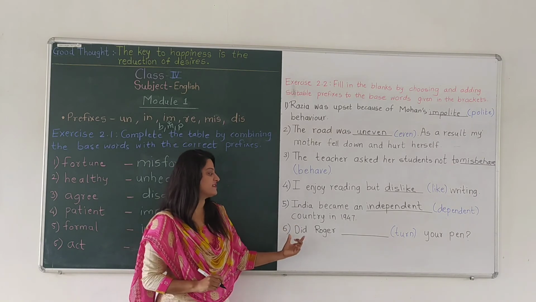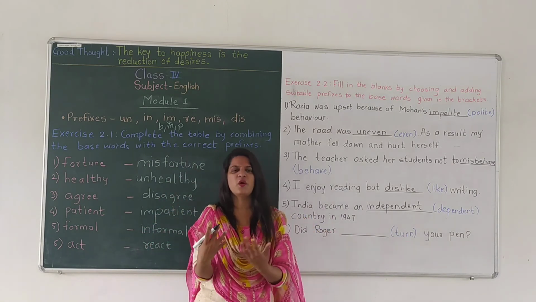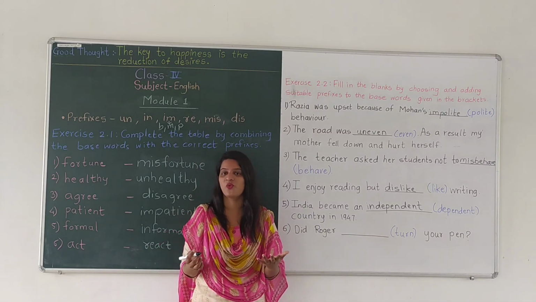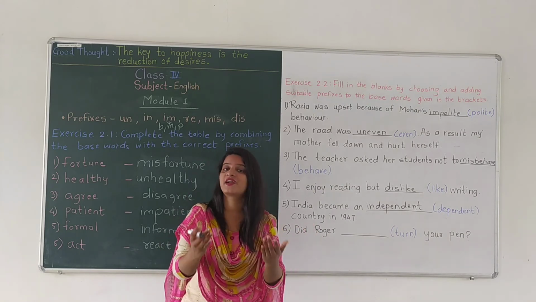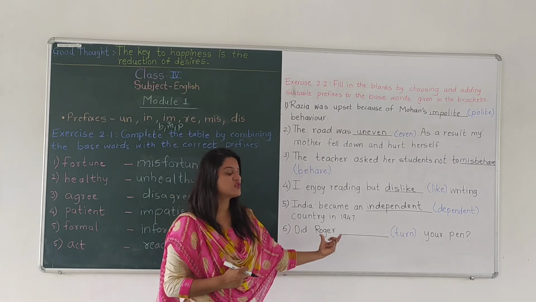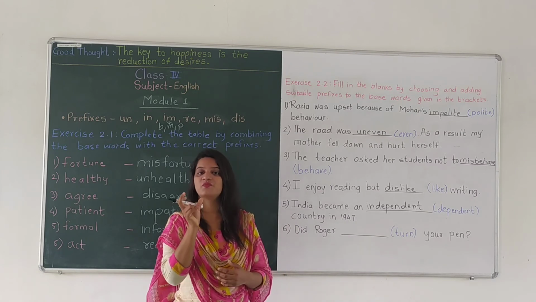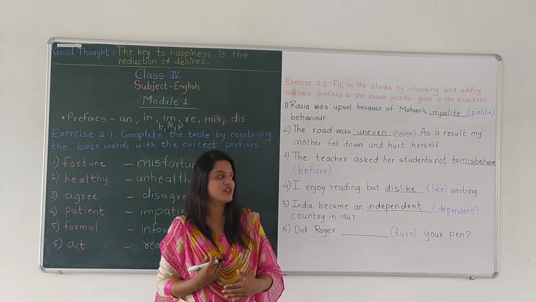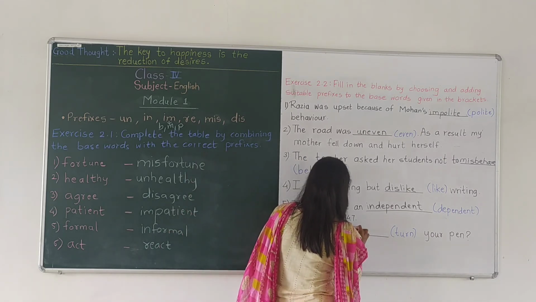Now, next sentence. Did Roger turn your pen? Now, turn your pen doesn't have any meaning, right? Now, suppose Roger has taken your pen and he wants to give it back. So, what can we say here? We can say return, because the prefix re means to do the action again. So, we can return the pen. So, I am writing here. Return.